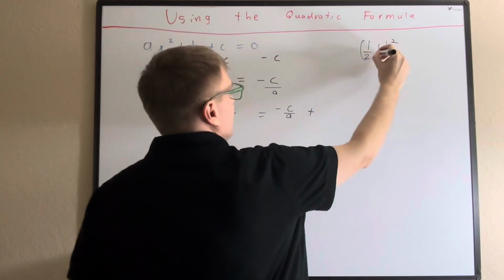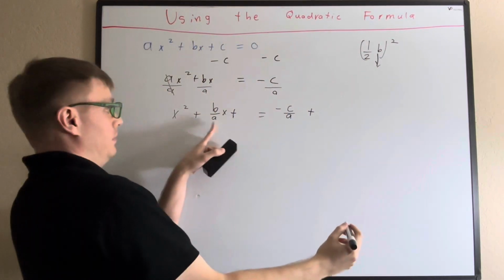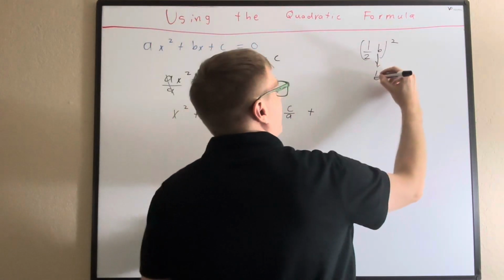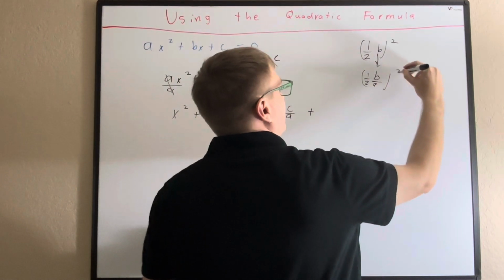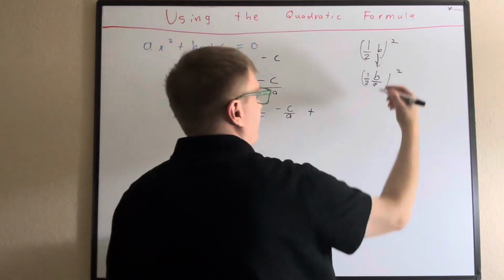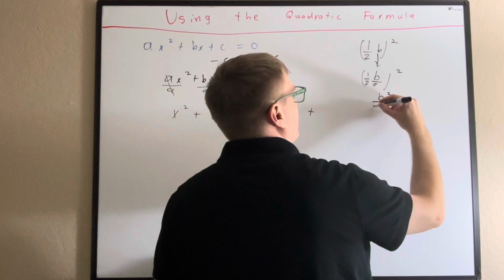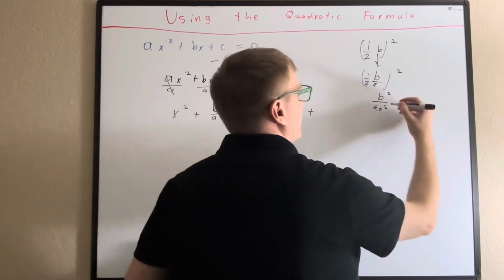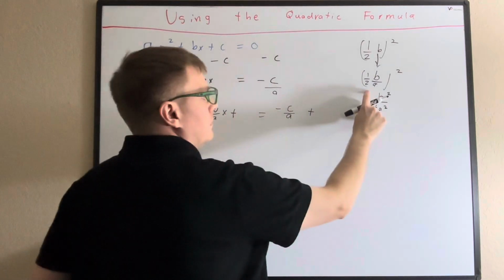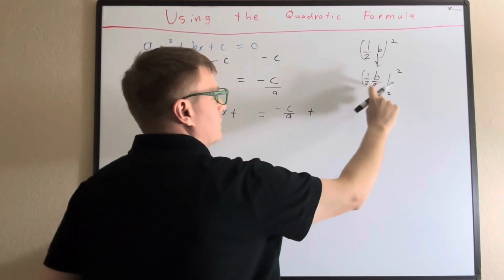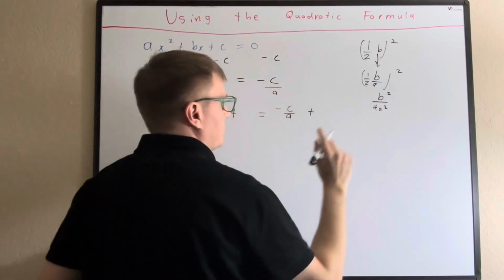Well, in this case, our B is actually B over A. We're multiplying it by 1/2, and we're squaring that thing. So why don't we just do that? It's actually B squared over 4A squared, right? Yeah, because B over 2A times B over 2A is going to be B squared over 4A squared.